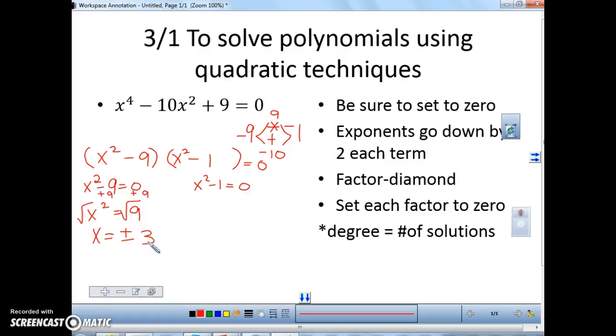And if we take the square root, we get plus and we get minus, because positive 3 times positive 3 gives us 9. Negative 3 times negative 3 gives us 9. So there's 2 of them. How many answers are we supposed to get total? 4. How do we know we're supposed to get 4? Right. The degree tells us how many answers we have to get.